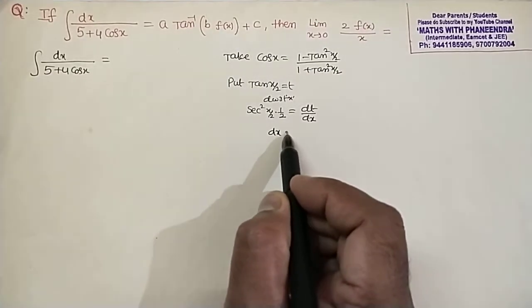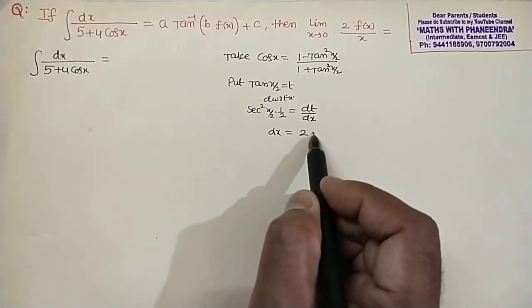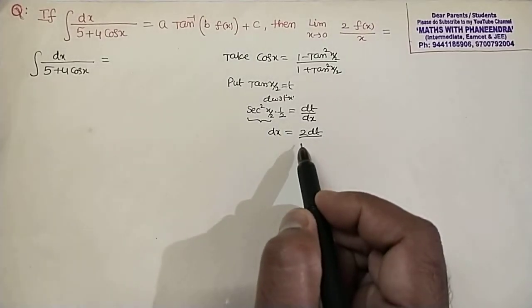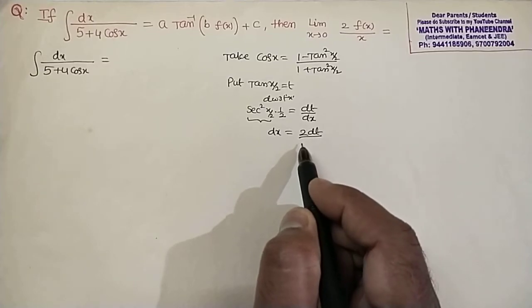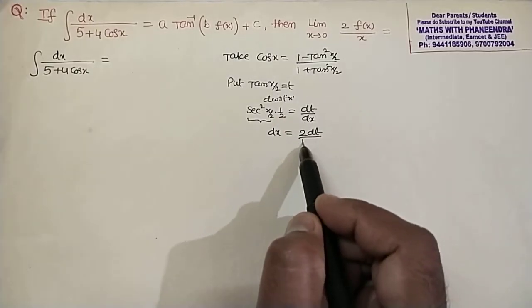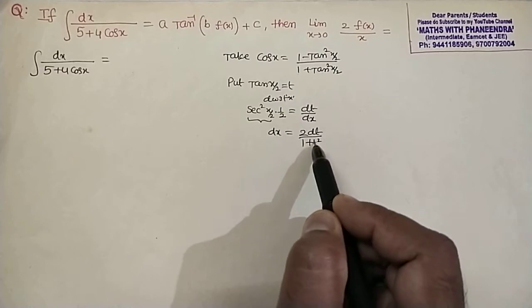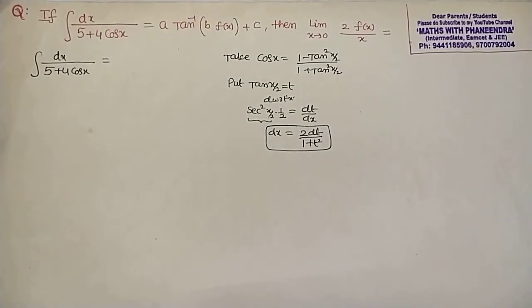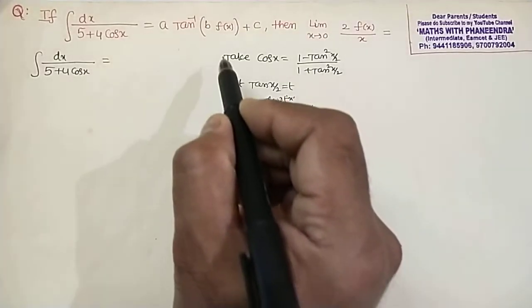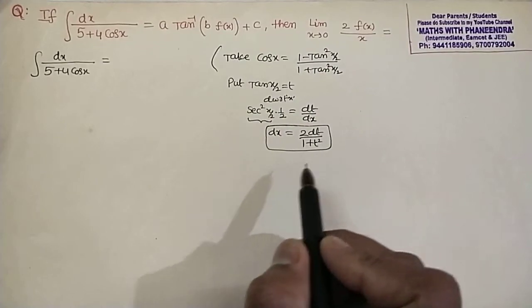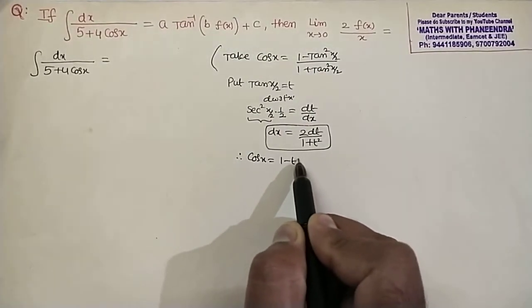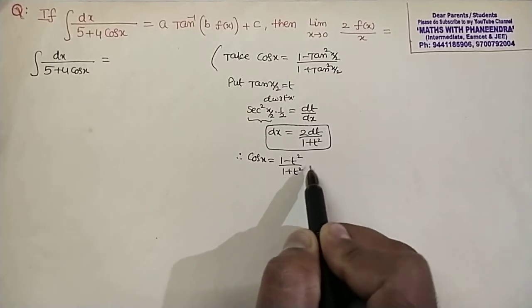So dx is equal to 2 into dt divided by secant square x by 2, which can be written as 1 plus tan square x by 2. Since tan x by 2 is equal to t, it becomes 1 plus t square only. So the dx value in terms of t is 2 dt by 1 plus t square. Therefore, the value of cos x in terms of t is cos x equal to 1 minus t square by 1 plus t square.